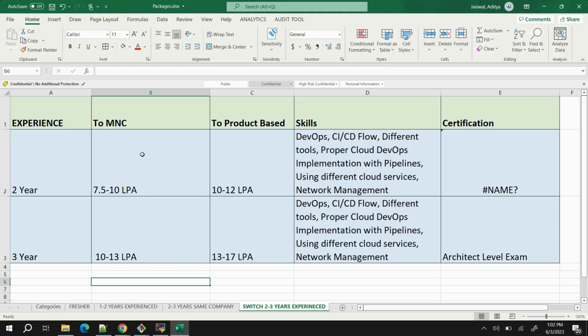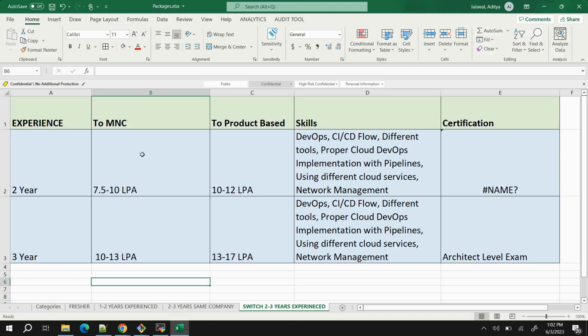Then we have skill sets. As I mentioned, you should know how to write proper pipelines, proper network management, infrastructure provisioning, those kinds of things. Certification, as I mentioned, the architect level exam is really good.